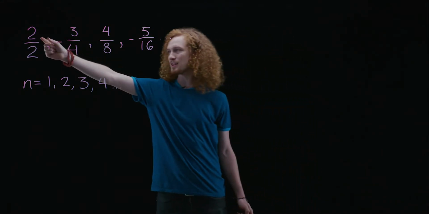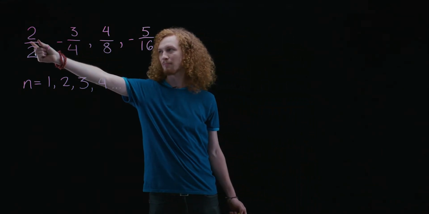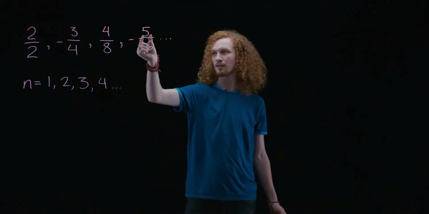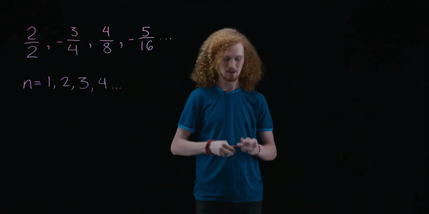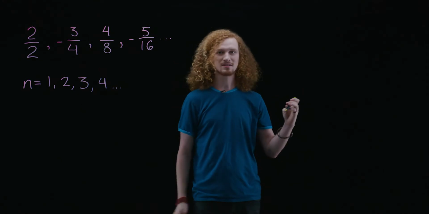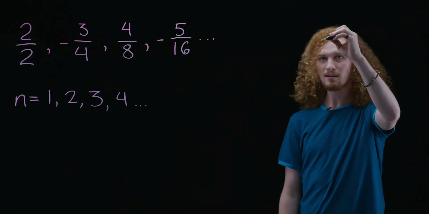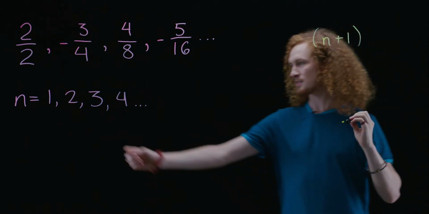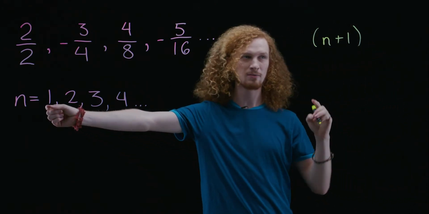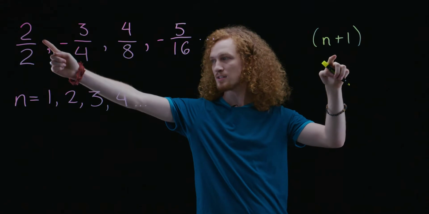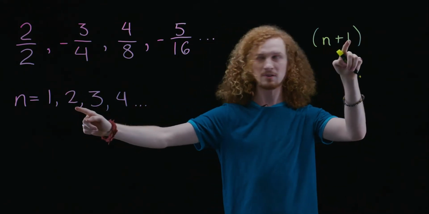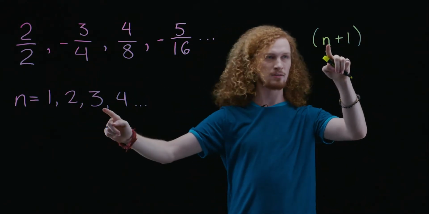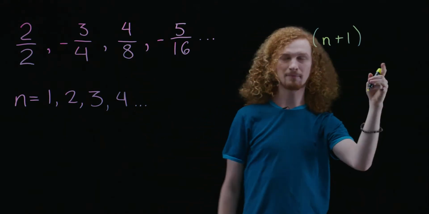One that jumps out right away is the numerator increasing by 1 each time: 2, 3, 4, 5, and so on. A way we can represent this in terms of n is to say n plus 1, remembering that n is the numbers counting starting at 1. We can see 1 plus 1 is 2, 2 plus 1 would give us 3, 3 plus 1 would give us 4, and so on.